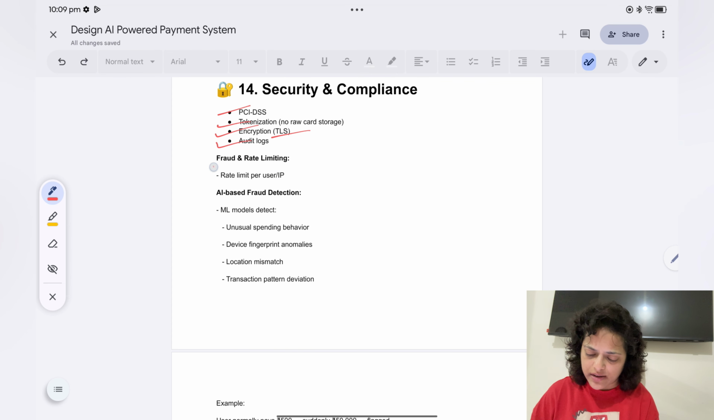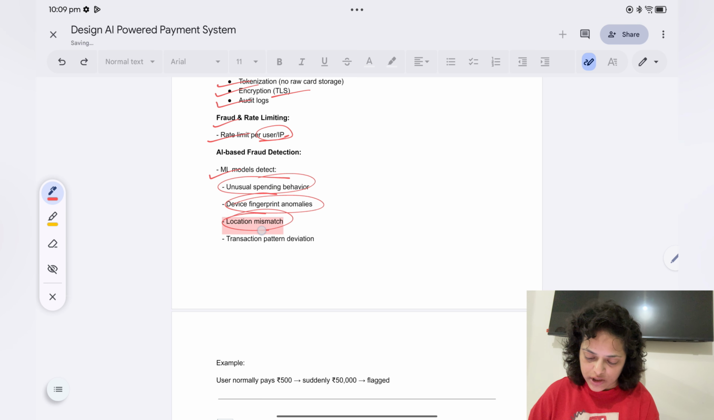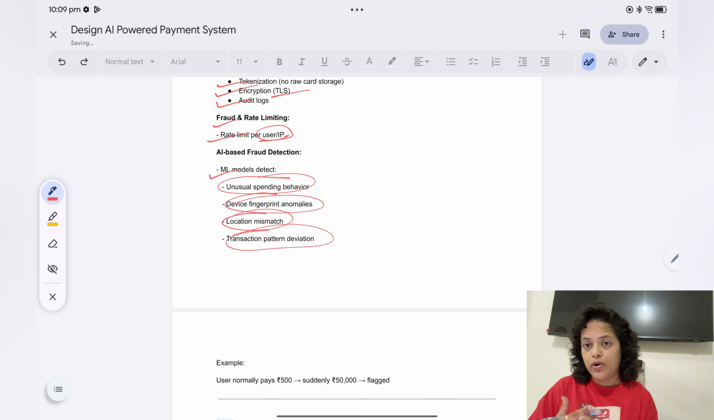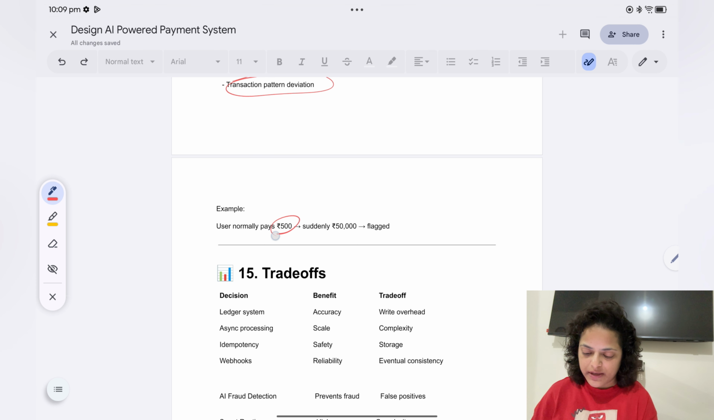Now fraud and rate limiting we will be using here. Rate limiting per user ID, IP, or API, and AI-based fraud detection also. The ML model detects unusual spending behavior, device fingerprint anomalies, location mismatch, and transaction pattern deviation. If any of these is there, the AI model will detect the fraud. For example, a user normally pays 500 rupees but suddenly is paying 50,000, so that is a flag.